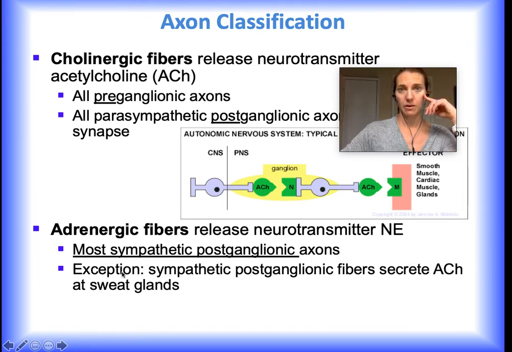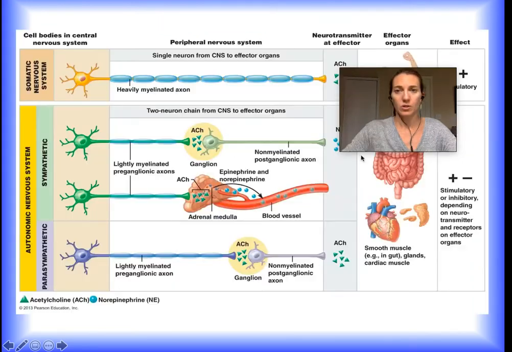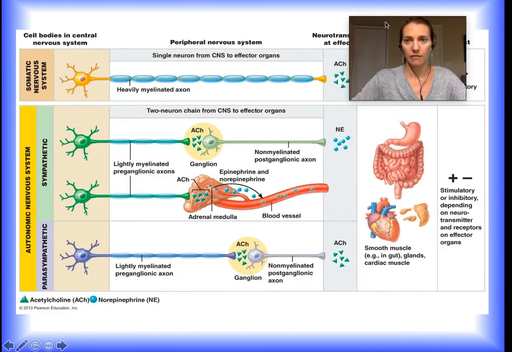And the exception, as I alluded to a moment ago, are going to be the postganglionic fibers in the sympathetic nervous system that are acting upon sweat glands. Those are also releasing acetylcholine. To weave those terms into this graphic that we've already seen, right? This fiber and this fiber are all releasing acetylcholine. And so that means that this can also be termed a cholinergic fiber, cholinergic fiber, cholinergic fiber. And then because this one is releasing norepinephrine, that's going to be our adrenergic fiber.